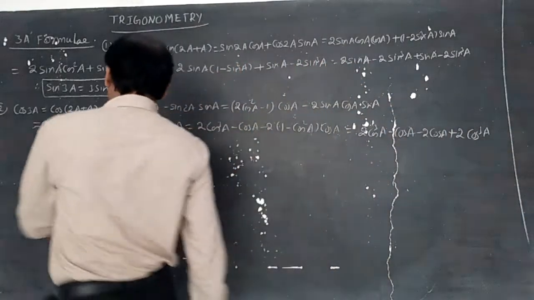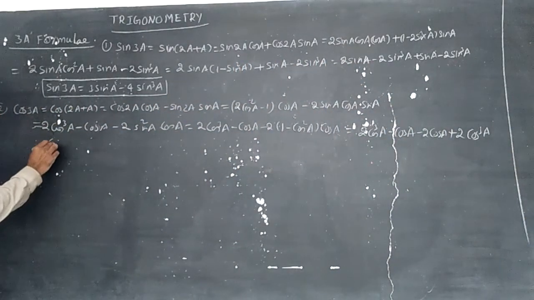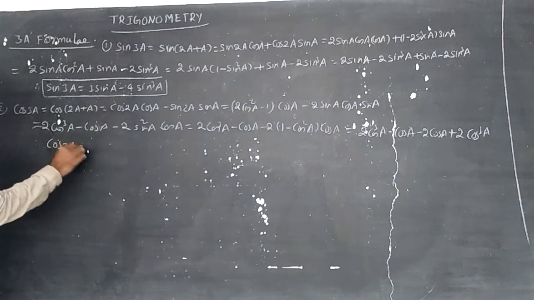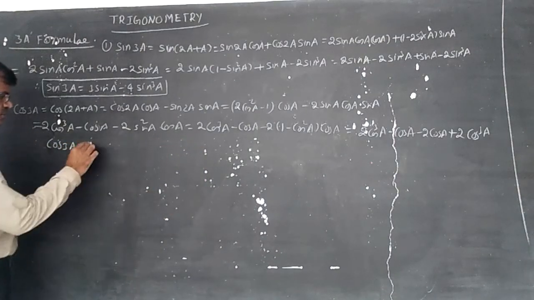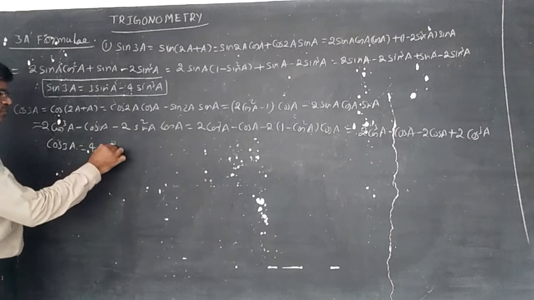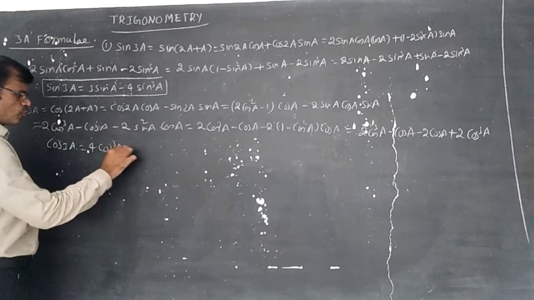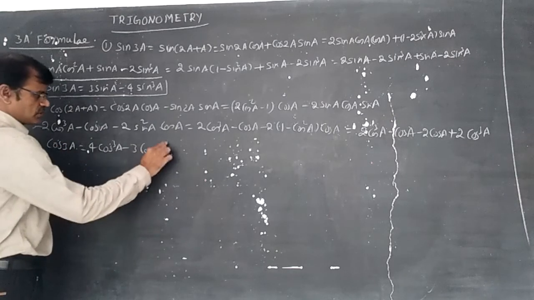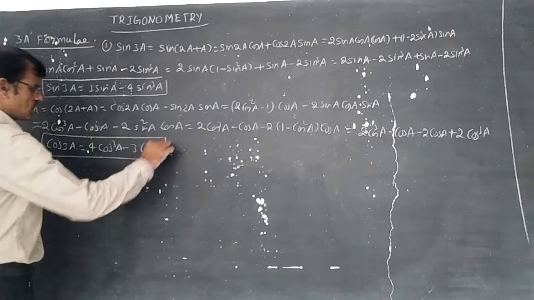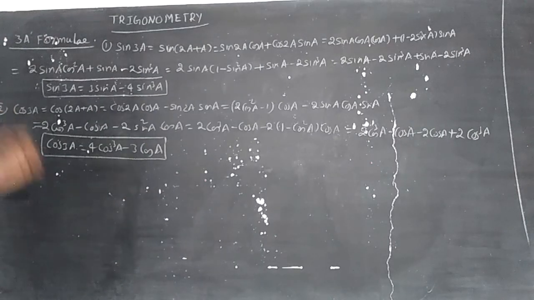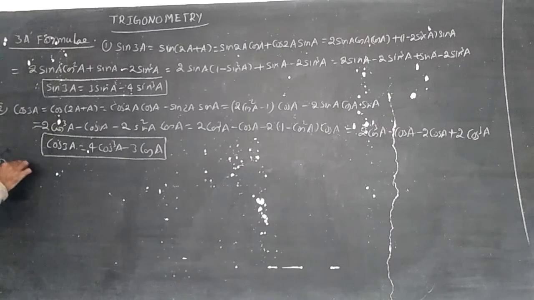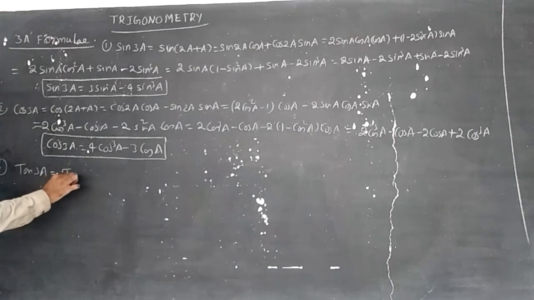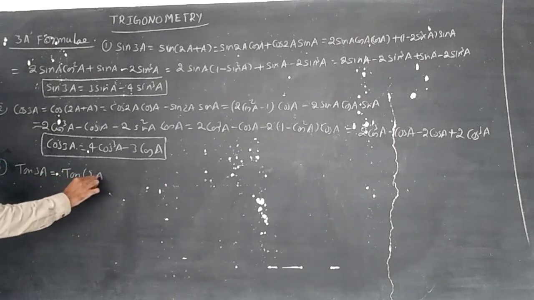Therefore, according to the cos terms concept for cos 3A, 2 cos cube A plus 2 cos cube A is written as 4 cos cube A. So the cos 3A formula is 4 cos cube A minus 3 cos A. 4 cos cube A minus 3 cos A is correct. We got the cos 3A formula in terms of cos. Next one, tan 3A. Tan 3A is equal to tan of 2A plus A.